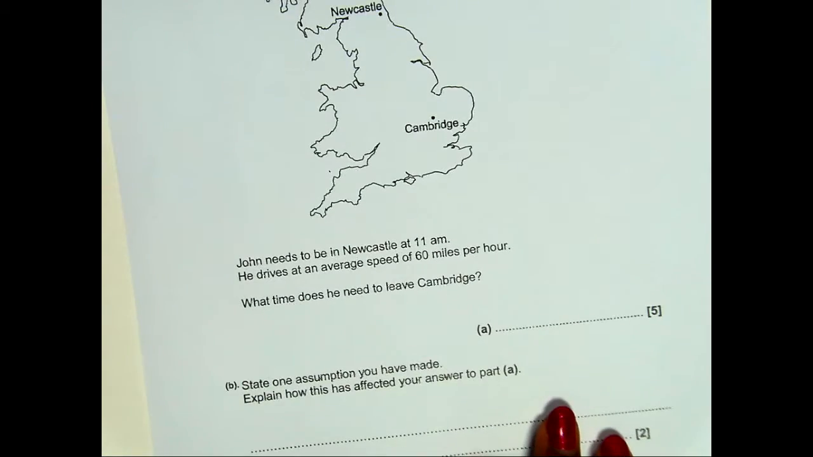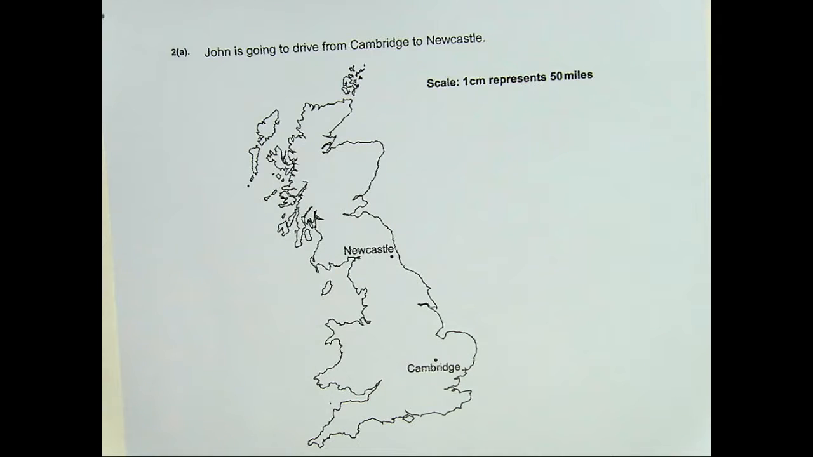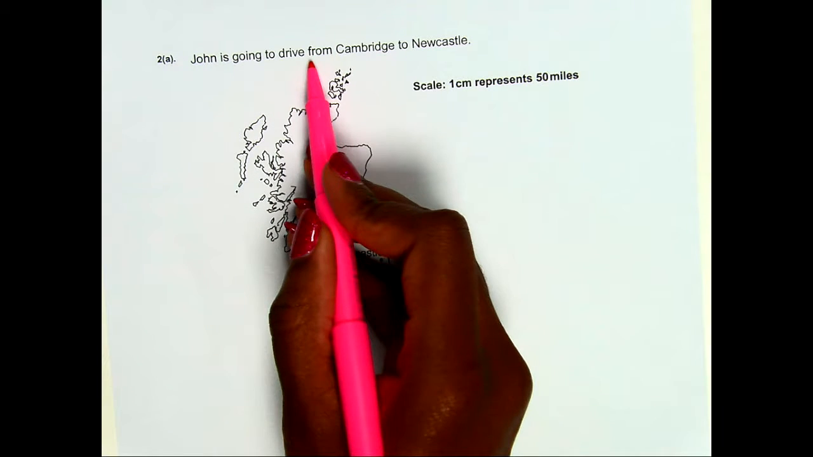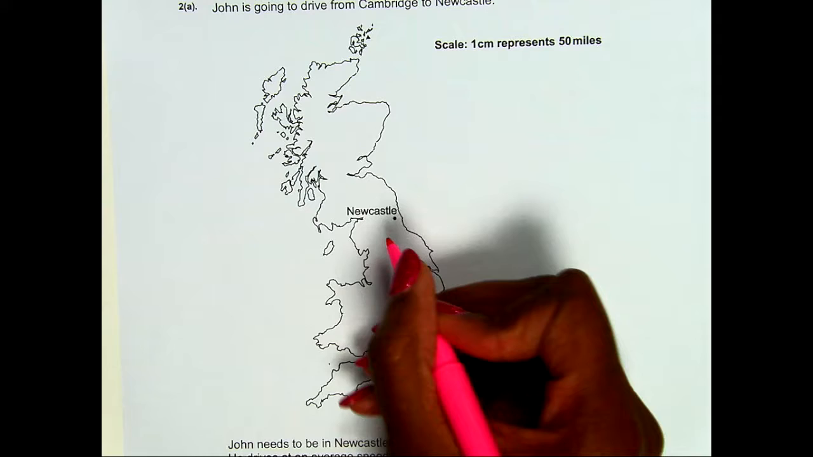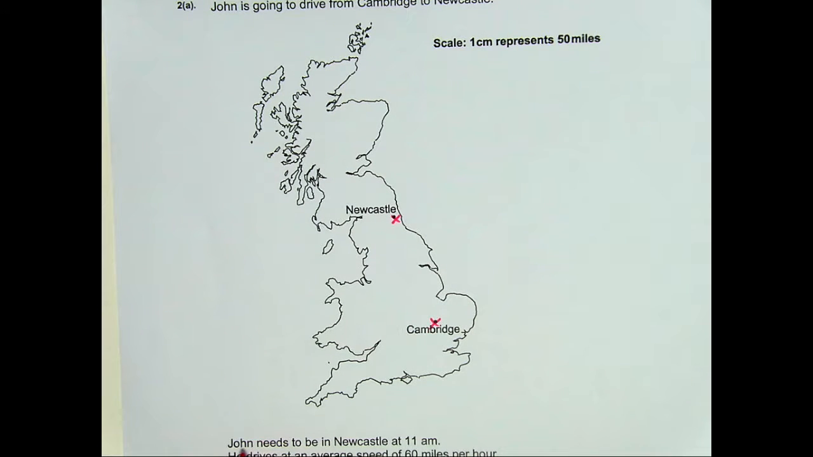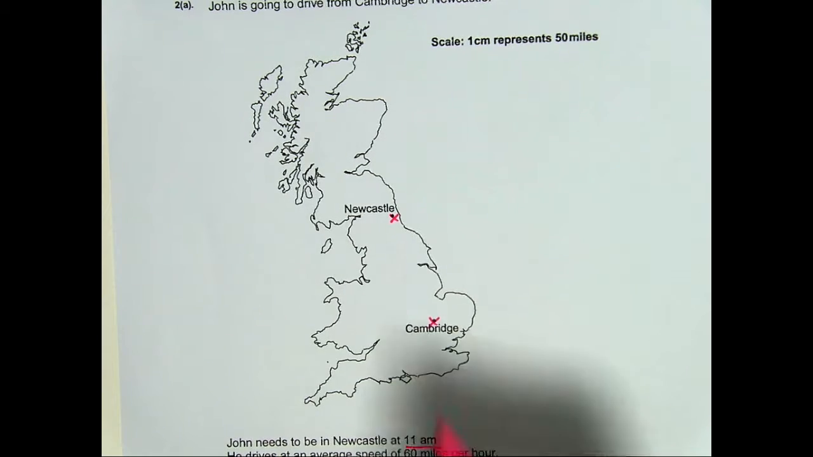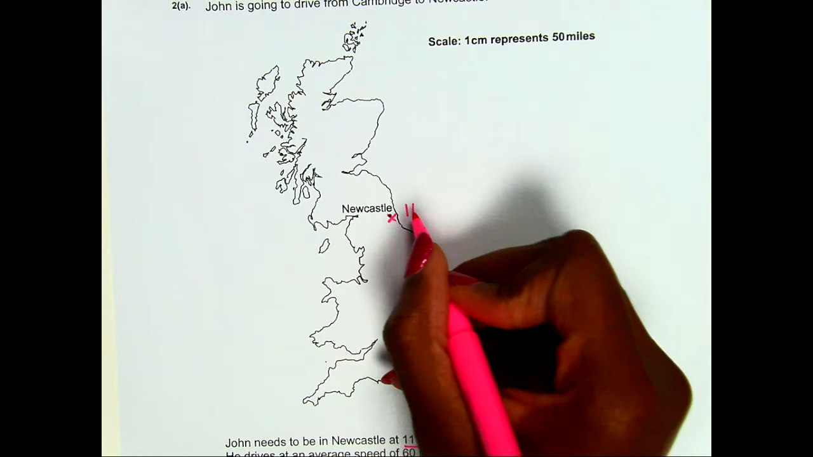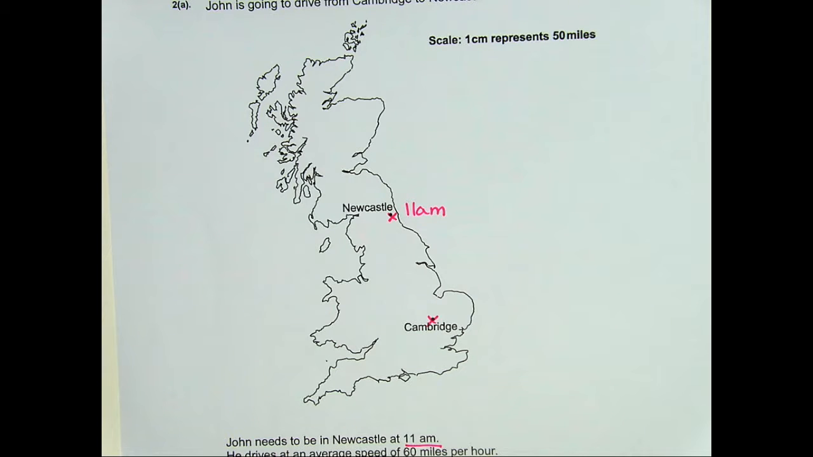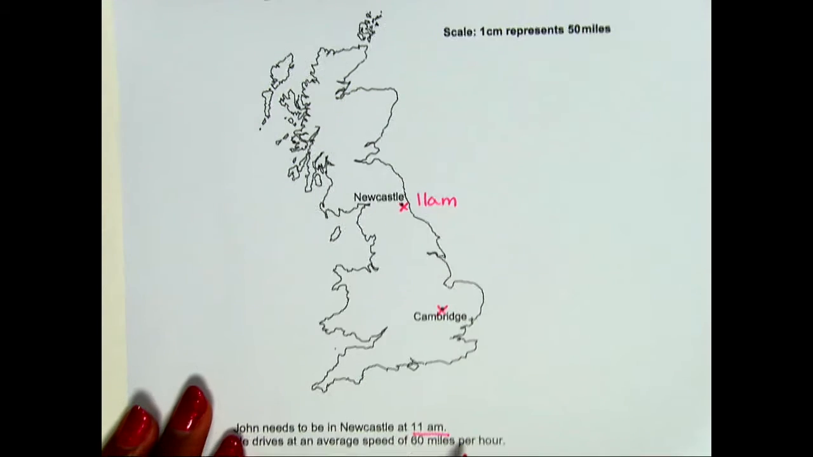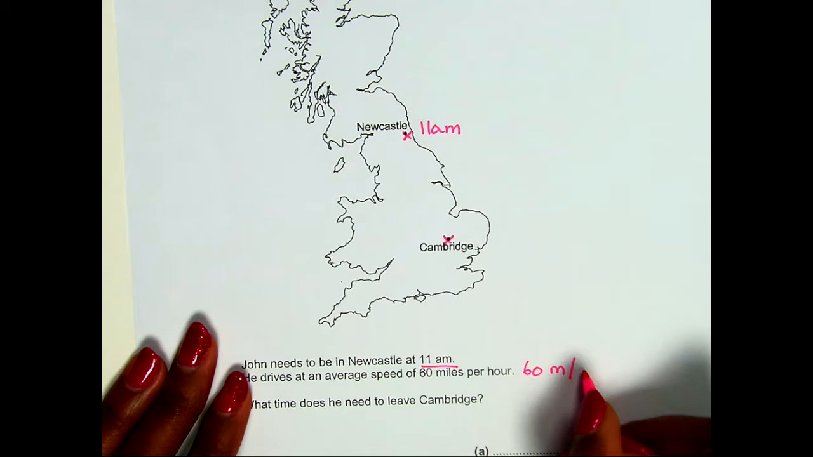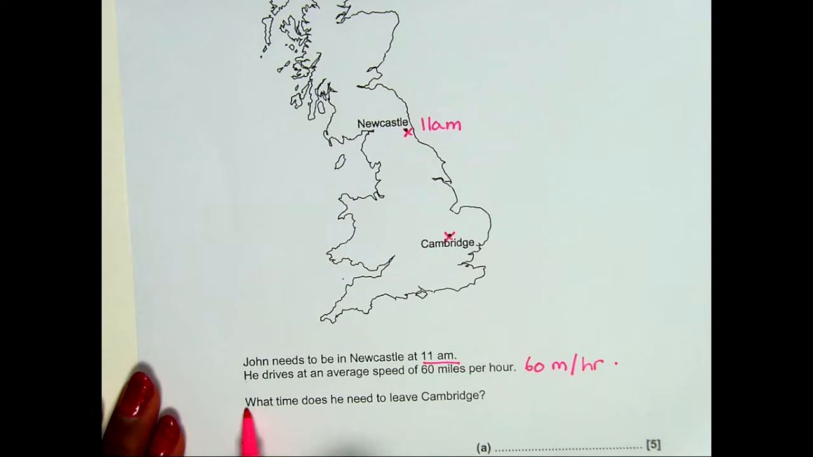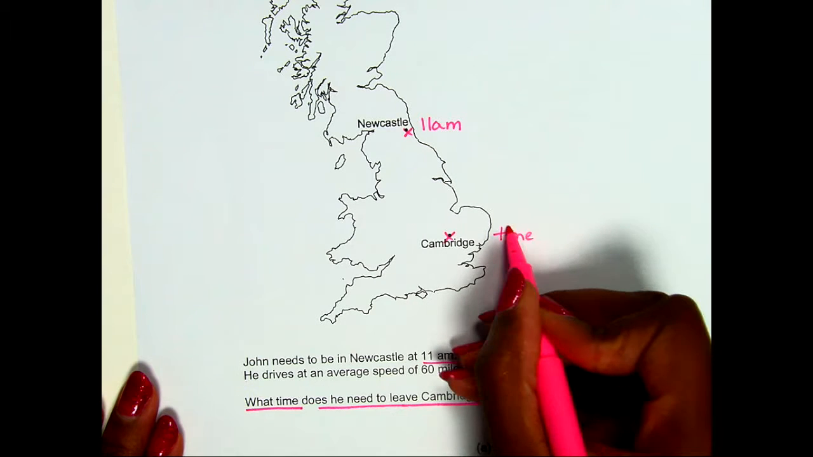Now moving on to the last and final question. Okay. It says, John is going to drive from Cambridge to Newcastle. So on our little map we have Cambridge and we have Newcastle. Okay. It says John needs to be in Newcastle at 11 a.m. So he needs to be there at 11 a.m. Okay. Now it says he drives at an average speed of 60 miles per hour. So 60 miles per hour. Okay. What time does he need to leave Cambridge? So what time does he need to leave?